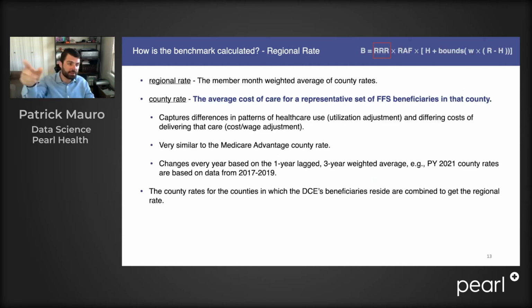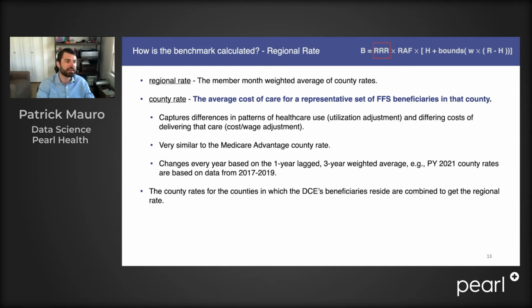So you'll see the equation is now on the top right, and I'll highlight whatever term we're talking about right now. First, we're talking about this first term, triple R, the relative regional rate. Well, before we get into what that means, we have to talk about what a regional rate is. And this gets into that member month weighted average thing. It's the member month weighted average of county rates. All right, now I'm talking in circles. What is a county rate? Well, that concept's actually easy. The county rate is the average cost of care for the beneficiaries in a county.